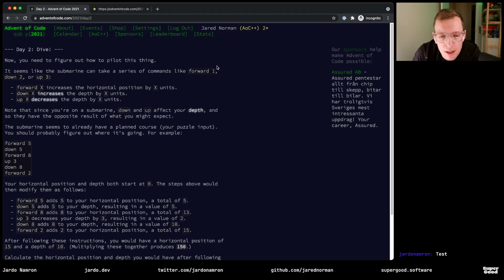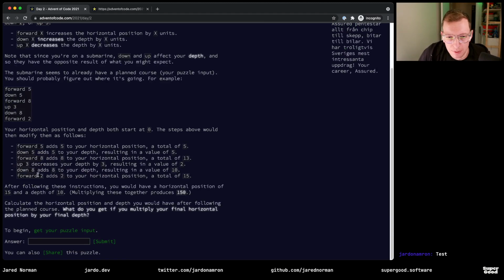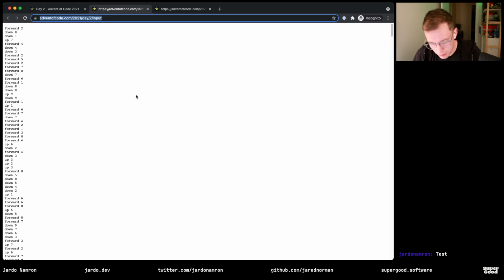Yes, that makes sense. The submarine seems to already have a planned course, your puzzle input. You should probably figure out where it's going. For example, etc., etc. Your horizontal position and depth both start at 0. The steps above would then modify them as follows. Okay, I'm not going to read you all those. After following these instructions, you would have a horizontal position of 15 and a depth of 10. Multiplying these together produces 150. Calculate the horizontal position and depth you would have after following the planned course. What do you get if you multiply your final horizontal position by your final depth? Cool. Yep. Just take that.